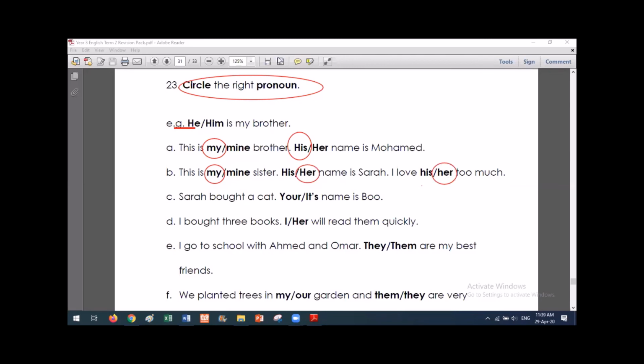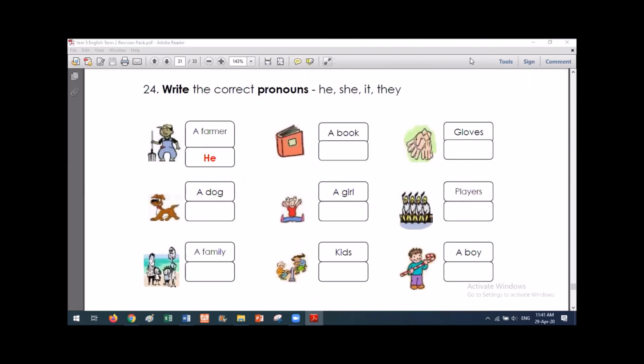Excellent. Thank you, Yusuf. So the next exercises I want you to do are write the correct pronouns he, she, it, and they into the boxes underneath. Hello, Lily. Let's do a book. Can you tell me, is it he, she, it, or they? A book. It. Thank you. Hello, Jada. Let's do gloves, Jada. The gloves. They. Why they, please, Jada? Because they're plural. Exactly. Because they're not singular. Exactly. Thank you, Jada. That is a perfect answer.